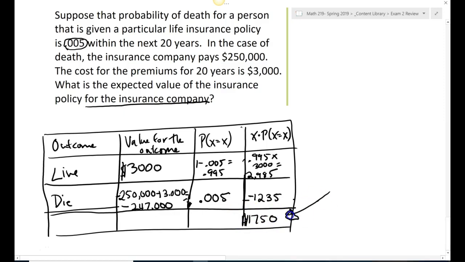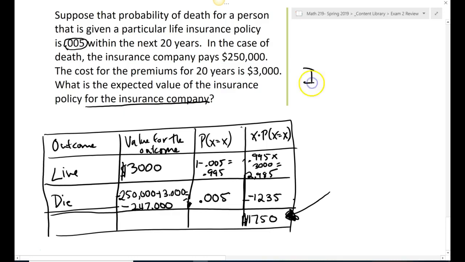Positive expected value. So the insurance company, in the long run, if they write out a lot of different policies, will make $1,750 per policy per person. So we might ask a question, and I don't think this is going to be on the exam. You know what? It's not going to be on the exam. But it is at least something you should think about.